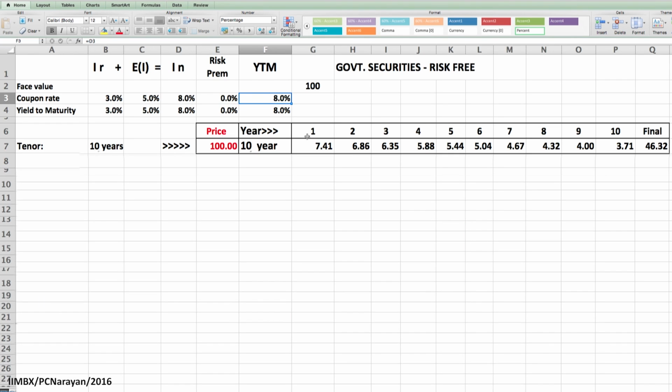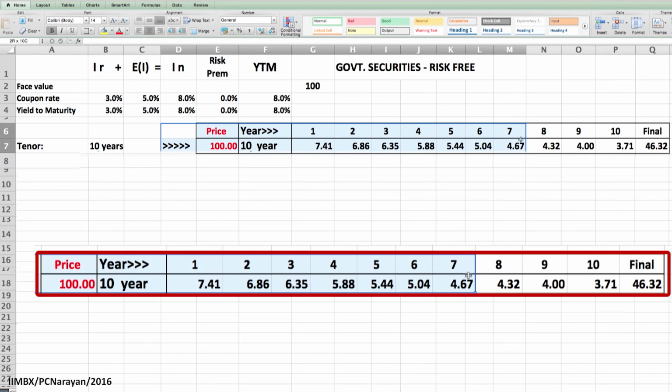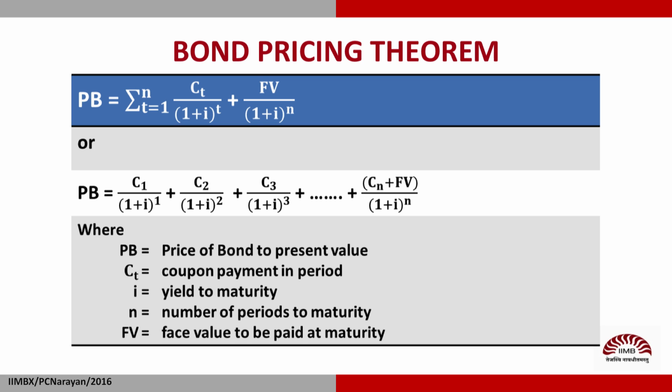Now what this figure shows you, all the way up to 10 years, is the price of the bond and the future cash flows computed as on the day the bond is issued. The face value of the bond is 100, coupon rate is 8%, yield to maturity is also 8% on that day. The two are equal. If you do a calculation using the bond pricing theorem, you will find that the price of the bond is equal to the face value of the bond, which is 100.